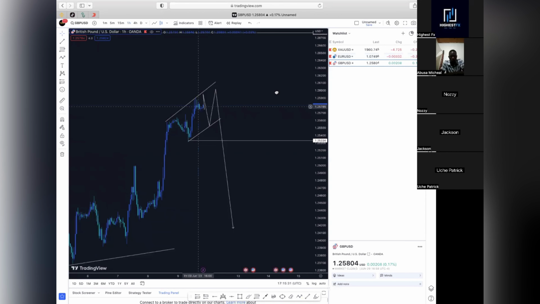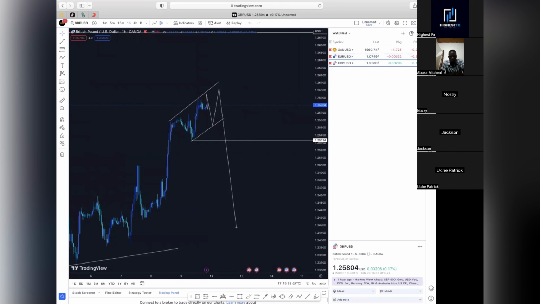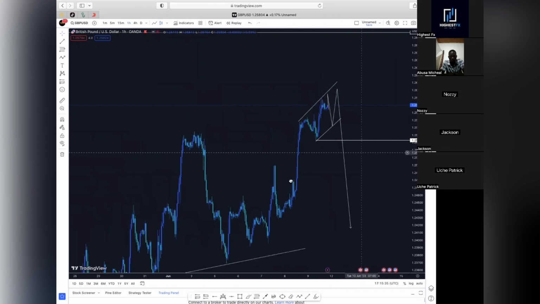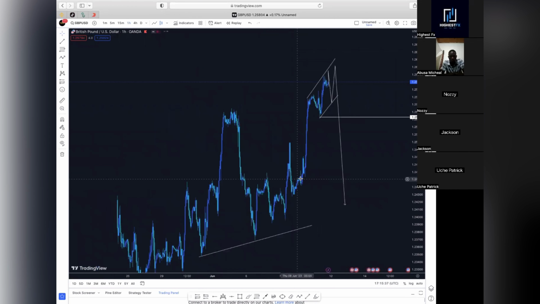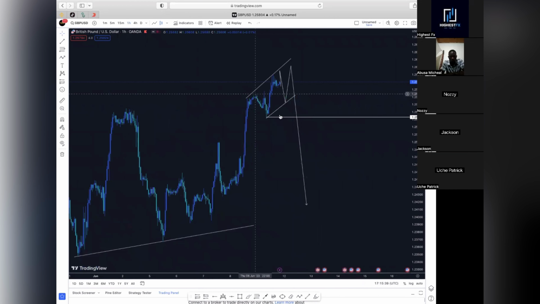So that is GBPUSD. This is the directional bias for GBPUSD. This is what I see on GBPUSD. I'm sure it is self-explanatory to all of us. So this is the current impulse, and this is what it's trying to do right now. Now the market is here.